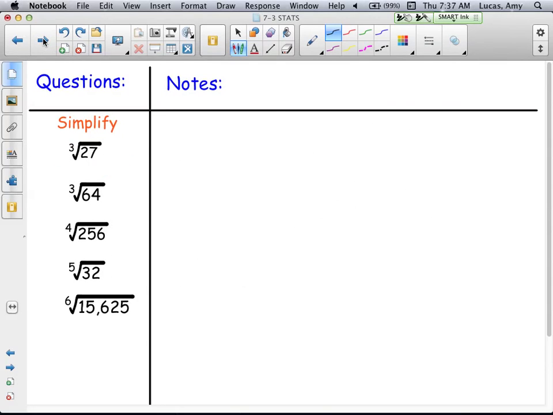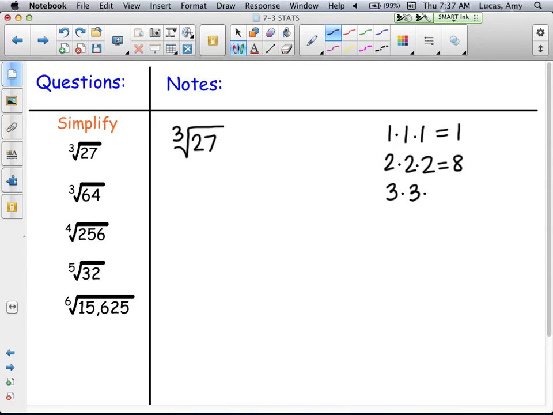Okay, simplifying. These you should expect to all be able to simplify. What that means is if it's a cube root, you should be thinking about a number times itself 3 times. So 1 times 1 times 1 is 1. 2 times 2 times 2 is 8. 3 times 3 is 9 times another 3 is 27. That's it. So the cube root of 27 is 3.